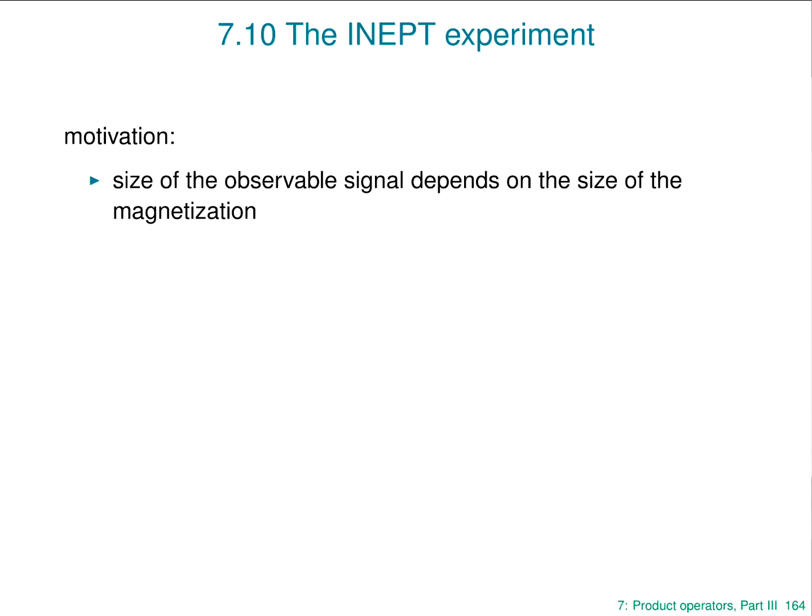Now, we have to go back in history really to understand how this experiment arose, and it basically arose because of a sensitivity problem. NMR has always suffered from low sensitivity, and you can get the greatest signal by having the largest magnetization at equilibrium. For example, that's one of the reasons why you want to have a very high magnetic field, because that gives you a large equilibrium magnetization.